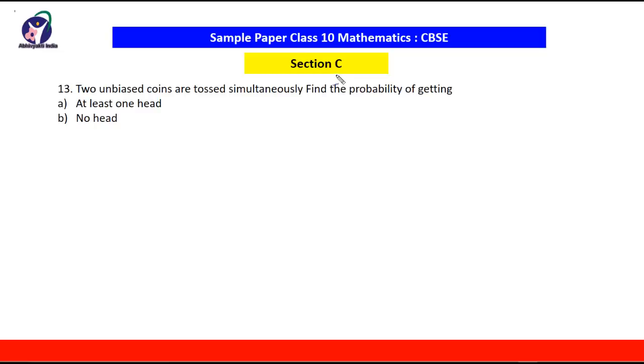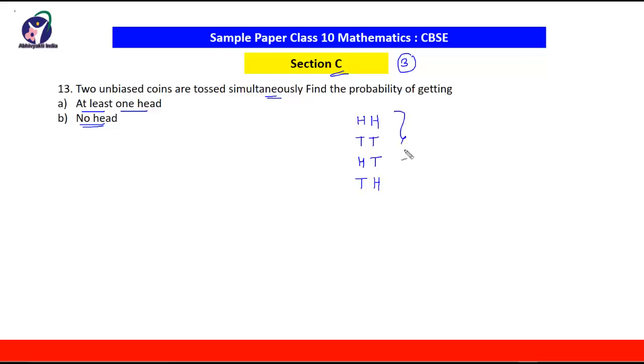Friends, now we will start with the section C, carrying 3 marks each. And the first question is, two unbiased coins are tossed simultaneously. Find the probability of getting at least one head and second no head. Two unbiased coins are tossed simultaneously, so the possibilities of the outcomes will be either both coins will have head, or both will have tail, or one will have head and other will have tail, or one will have tail and other will have head.